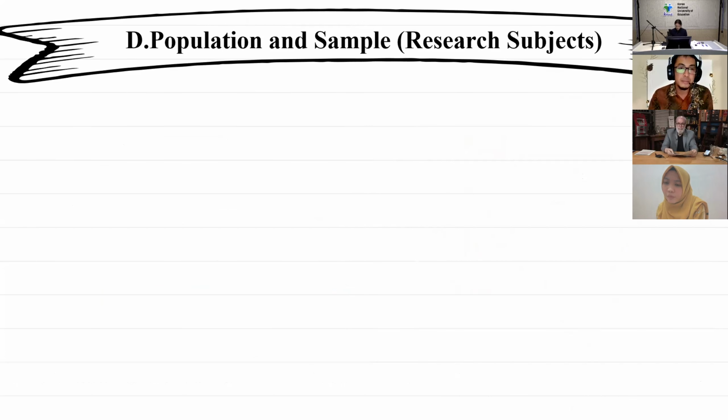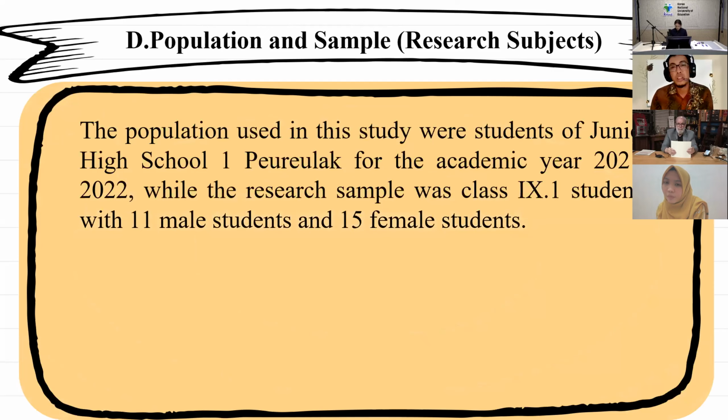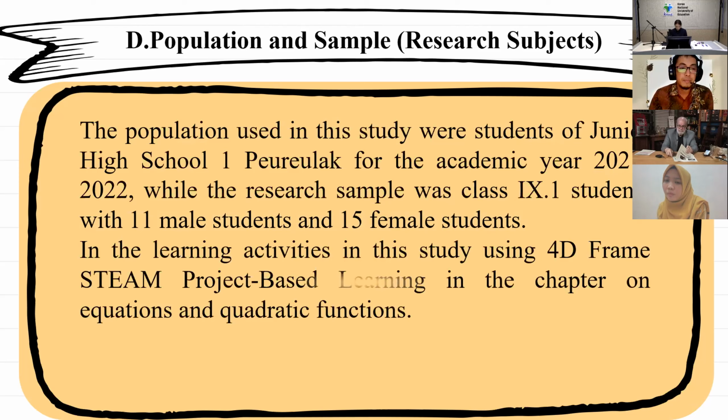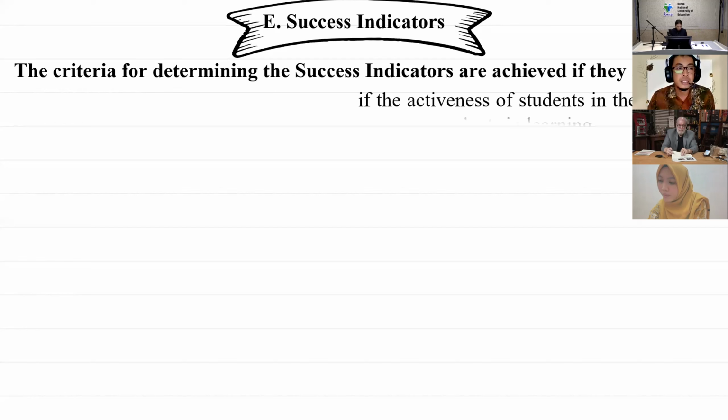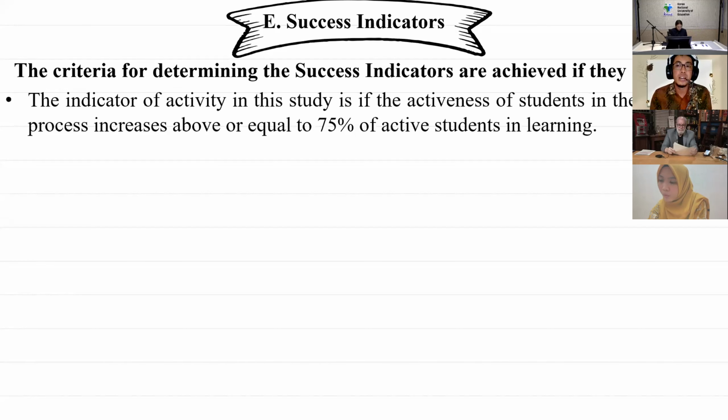The population used in the study were students of junior high school 1 Perla for the academic year 2021 and 2022, while the research sample was class 9.1 students, with 11 male students and 15 female students. The learning activity in this study uses 4D frame STEAM project-based learning in the chapter on equation and quadratic function. Then the criteria for determining that the success indicators are achieved are as follows.